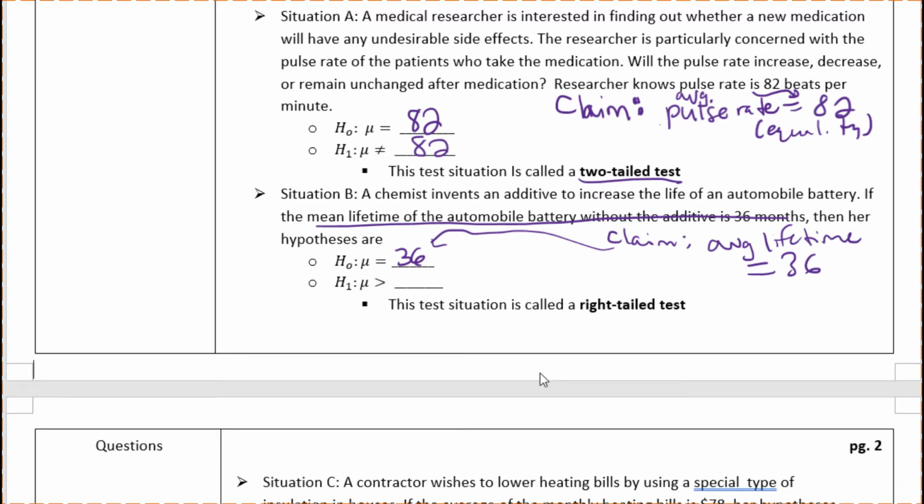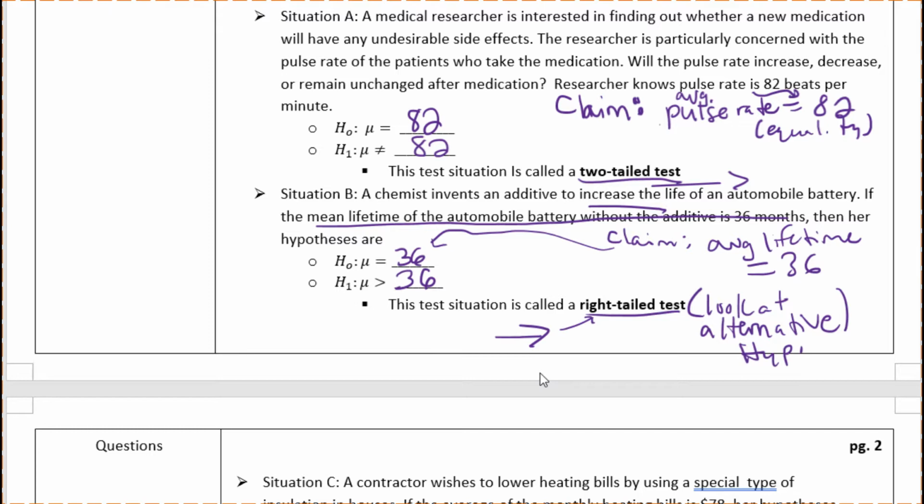All right? So now here we're interested in an additive to increase the life of the battery. So that's a greater than symbol. So that means that we're testing whether the additive increases it or makes it greater. Now this is a right-tailed test because we are doing greater than. So what you do is you want to look at the alternative hypothesis, and that tells you what direction your test is going to take. Okay, look at the alternative hypothesis. So in this case, it was greater than, which looks like an arrow going to the right, so therefore it is right. Okay, so look at that symbol to see if it's going to the right or to the left.